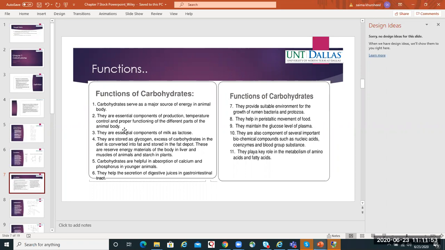The carbohydrates play an important role in the metabolism of amino acids and fatty acids. So talking about the carbohydrate functions, carbohydrates and lipids are the two major sources of energy for the animal body. It has been found that the lipid content of most diets of food producing animals is less than 5% because most of the energy that's stored in the body is in the form of fat. We all know that. So dietary carbohydrate not broken down immediately for energy is stored in the body as fat.